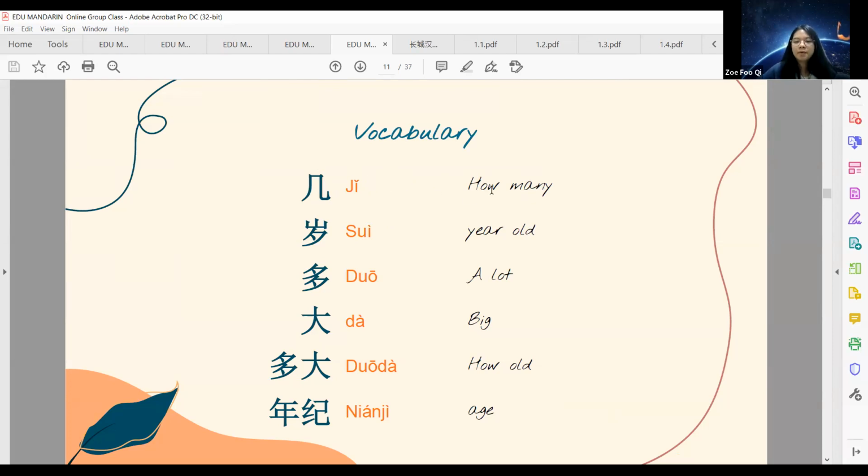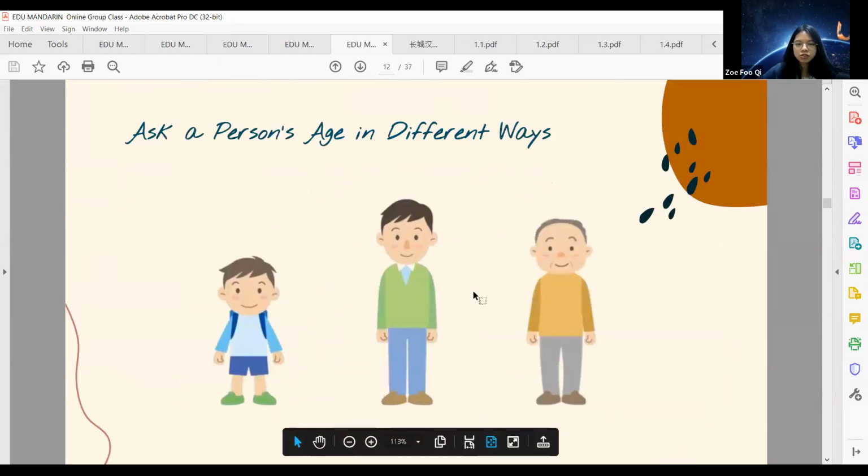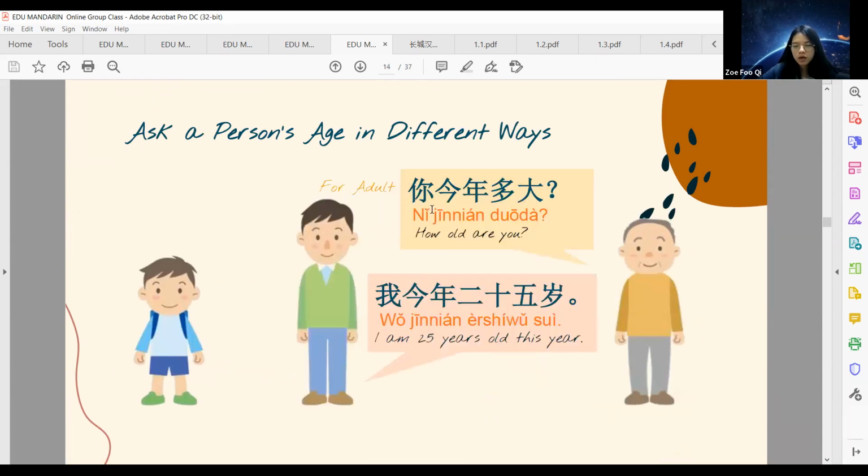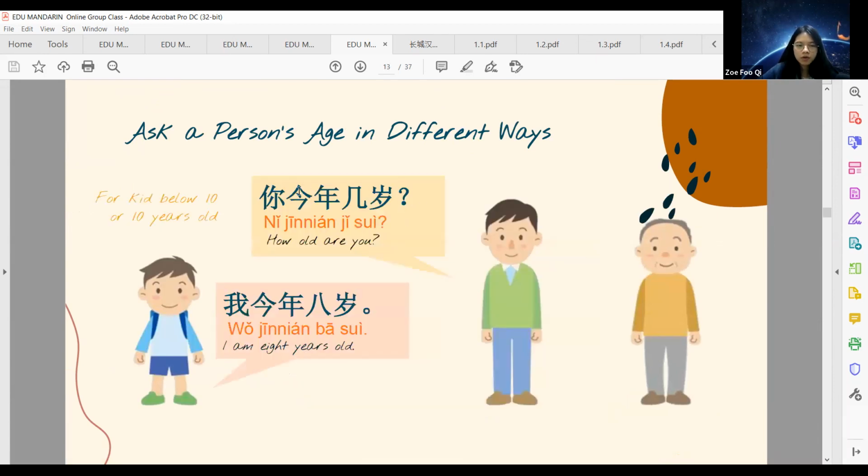So 几 is berapa, how many, and then 岁 is umur, years old, and then 多大, take it together, it becomes how old, and then 年纪 is age. So to different people we have different ways to ask. The first one is 你今年几岁? How old are you this year? So 我今年8岁. Okay, and this one is used for the kids.